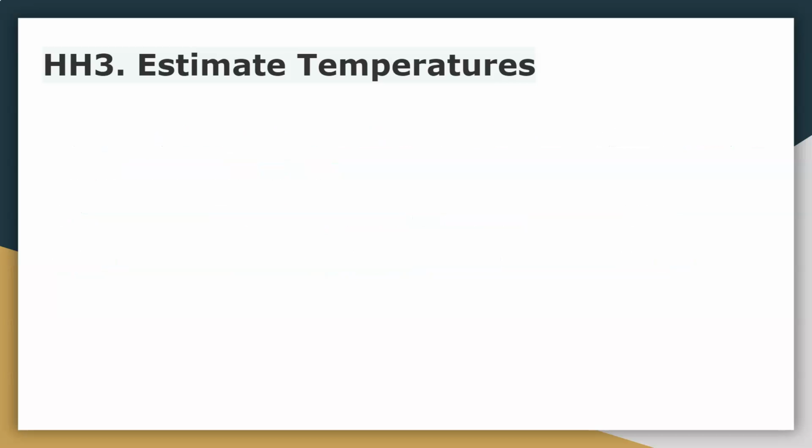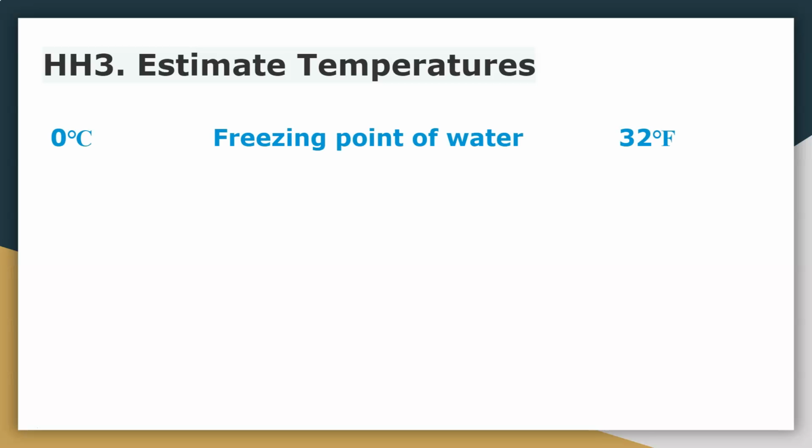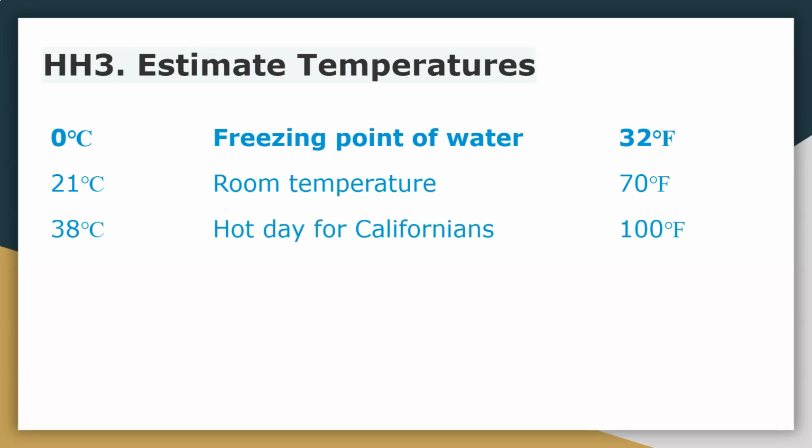Now, we're going to go through some various examples just to give a better idea of how much it is for each unit, for degrees Celsius and degrees Fahrenheit. So once again, the freezing point of water is 0 degrees Celsius or 32 degrees Fahrenheit. Room temperature, the temperature of a room that most people find comfortable, is roughly 70 degrees Fahrenheit, which is approximately 21 degrees Celsius. A hot day for people in California is roughly 100 degrees Fahrenheit, which would be 38 degrees Celsius.